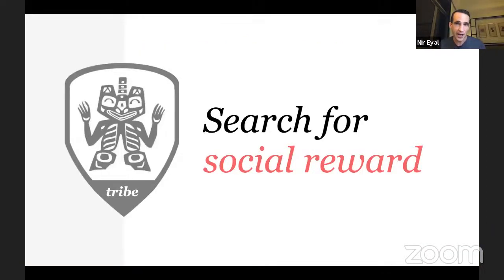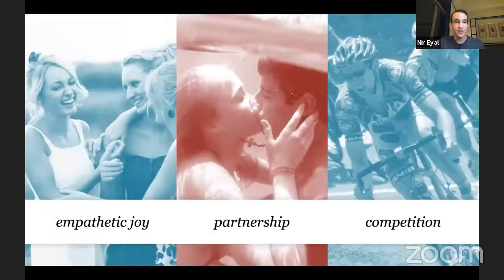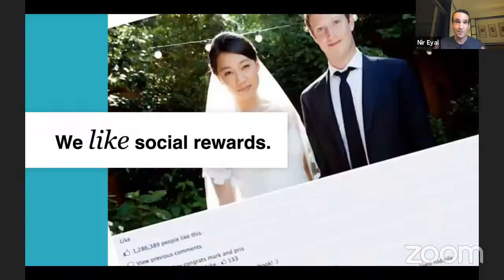Rewards of the tribe are all about the search for social reward, things that feel good, that have this element of variability, but come from other people. The search for empathetic joy, feeling good because someone else feels good, partnership, cooperation, competition, all of these things feel good, have this element of variability, and come from other people. Best example online is social media.